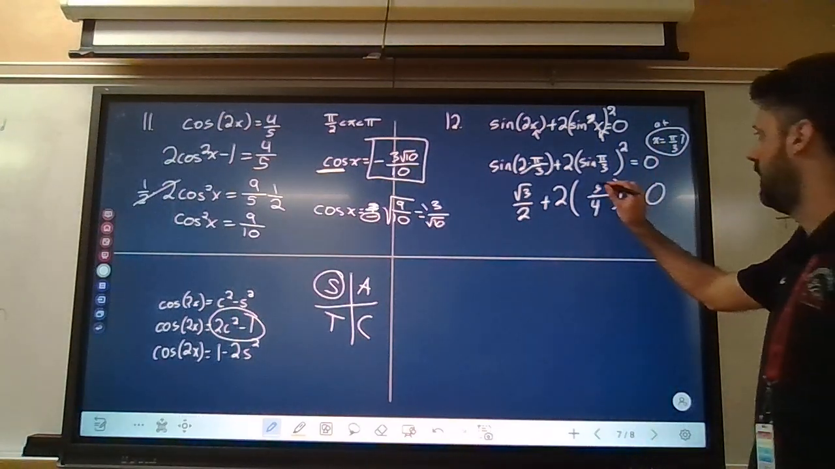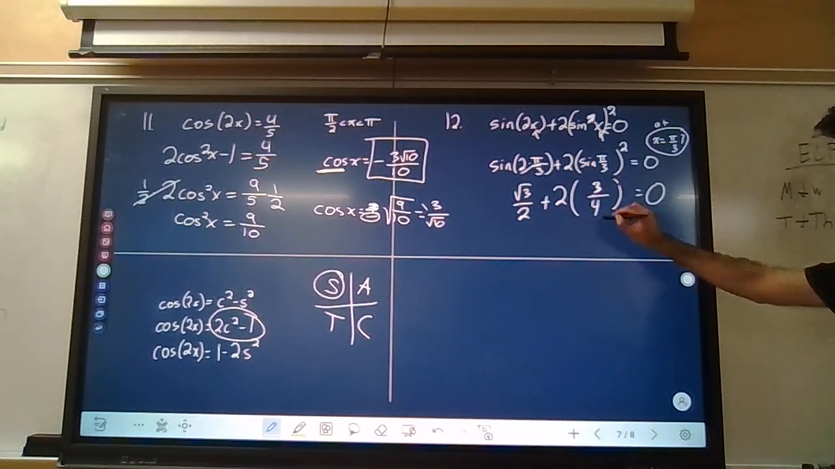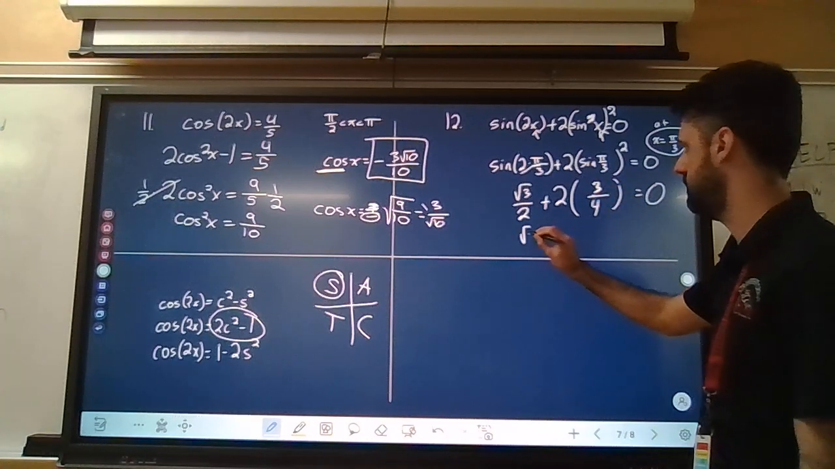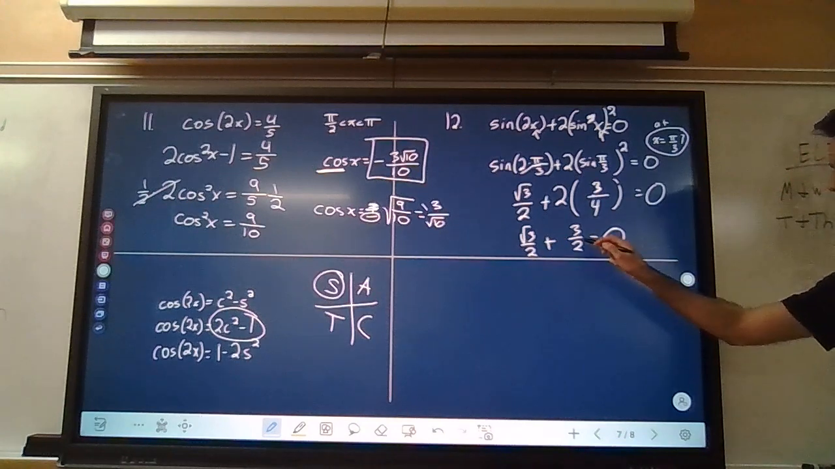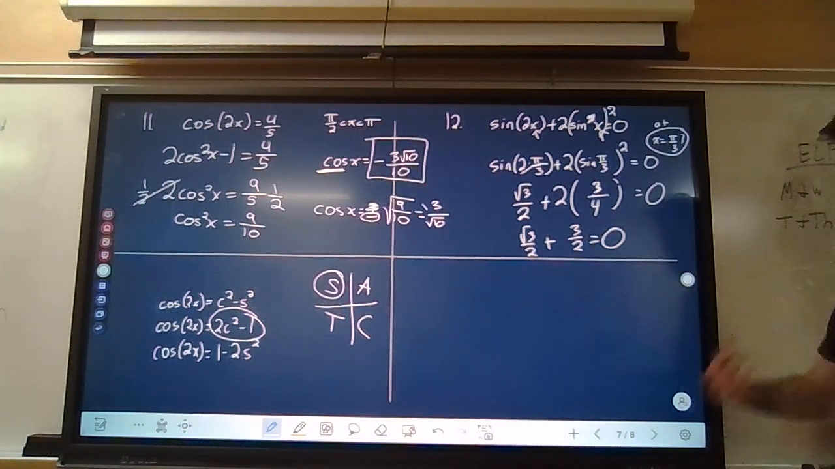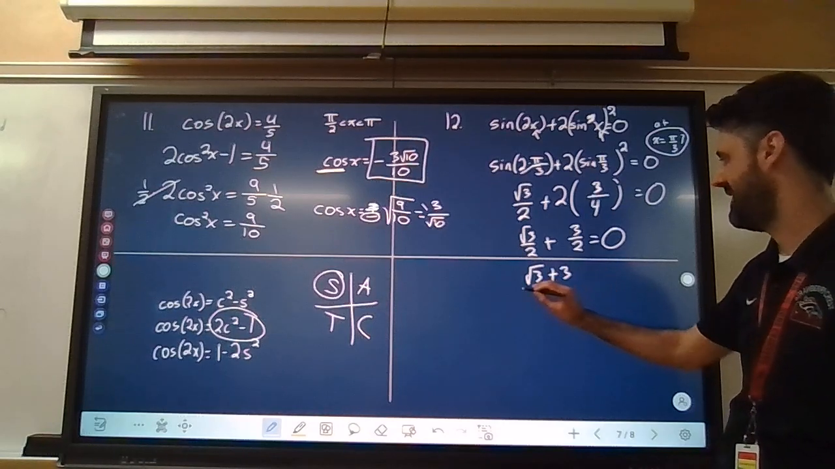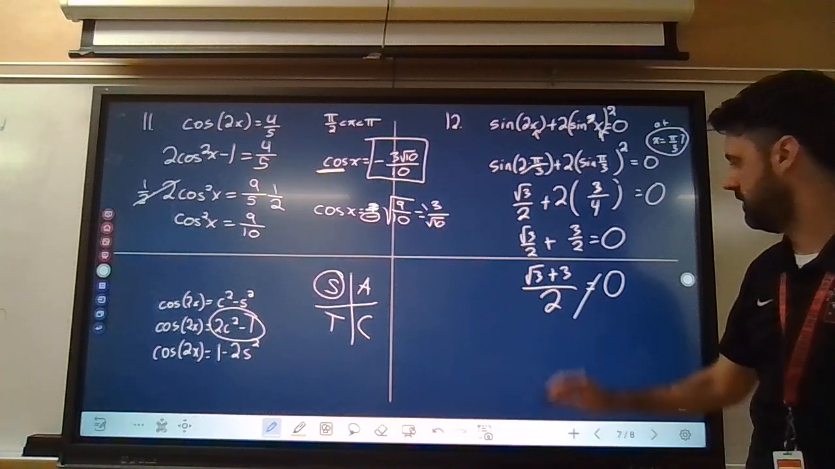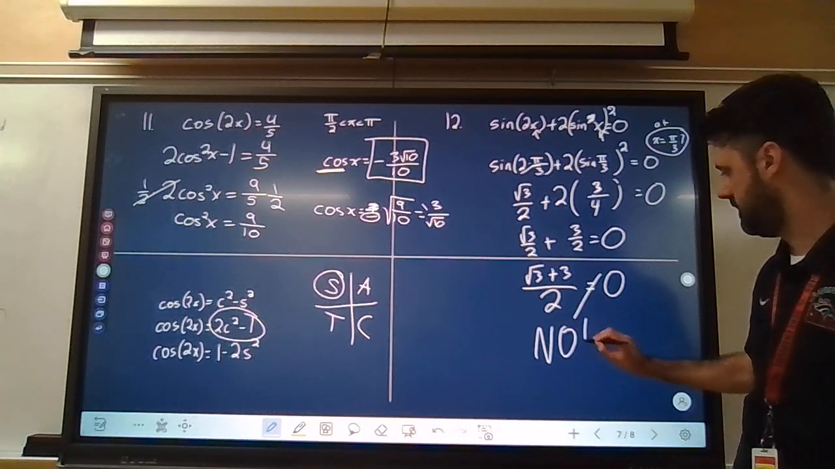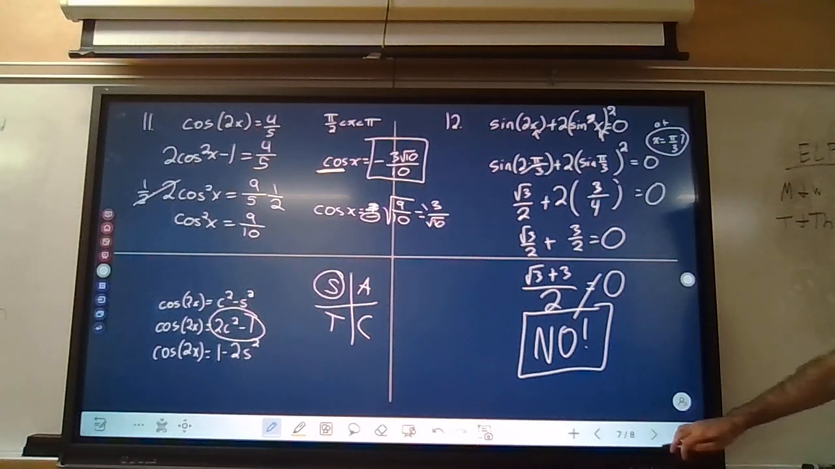All right, now we're going to double this, giving us 6/4 or 3/2, so square root of 3 over 2 plus 3 over 2 does not equal 0 because a positive number plus a positive number is a positive number. All right, if you want to simplify a little more, we'd write it like this. You can't actually do anything with this, but it does not equal 0, so no, it's not a solution to this one.